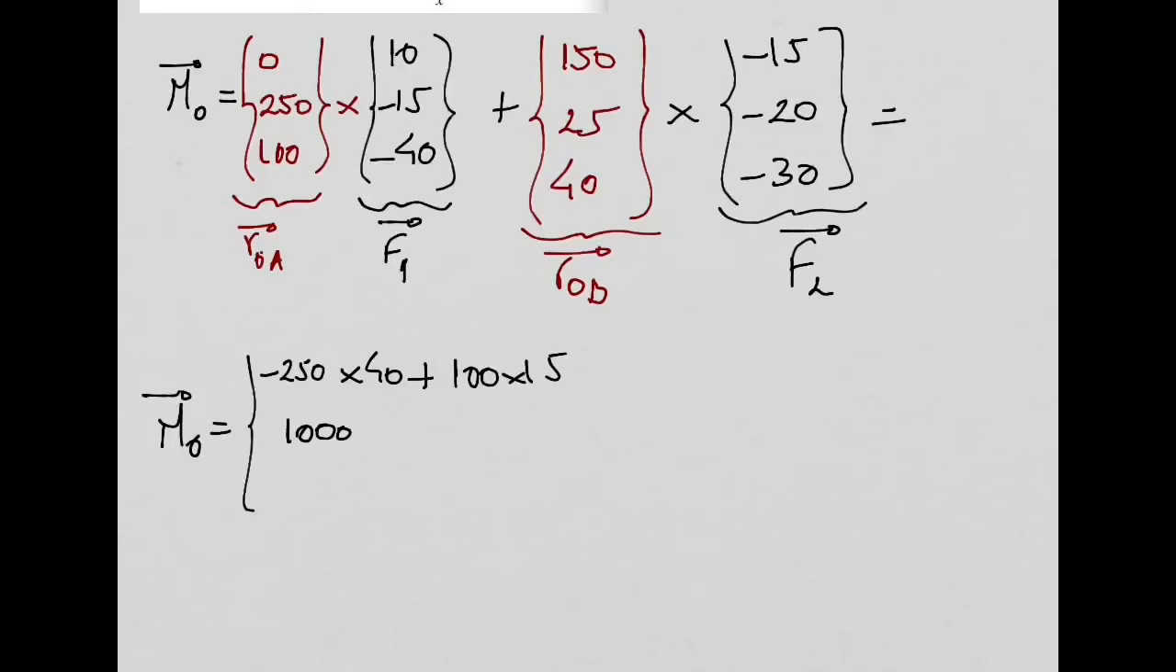Okay? And the z component is this times this minus this times this. We are always doing the cross product. That's why we call this cross products, okay? So it's 0 minus, is minus 2500. So this is the result of the first cross product. Now we need to do the second cross product.